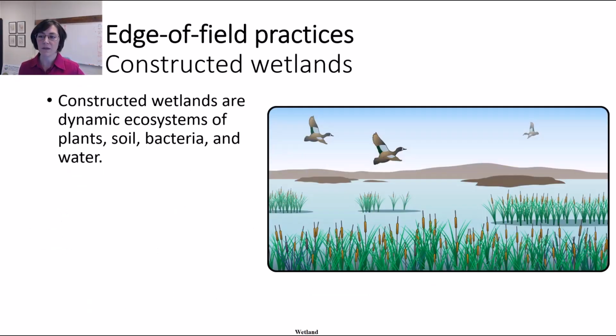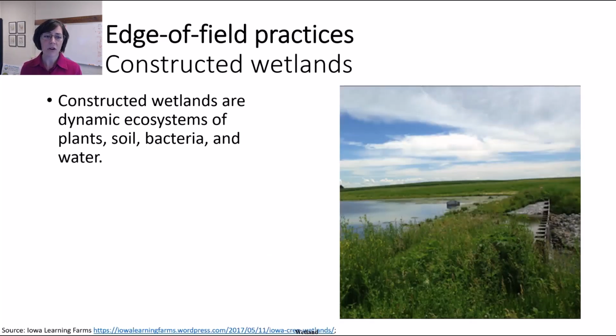There are many different kinds of wetlands. For example, coastal wetlands, riverine wetlands, wetlands associated with lakes, and there's also natural wetlands, restored wetlands, and constructed wetlands. Each of these different kinds of wetlands is unique with different nuances. In general, wetlands are dynamic ecosystems of plants, soil, bacteria, and water.